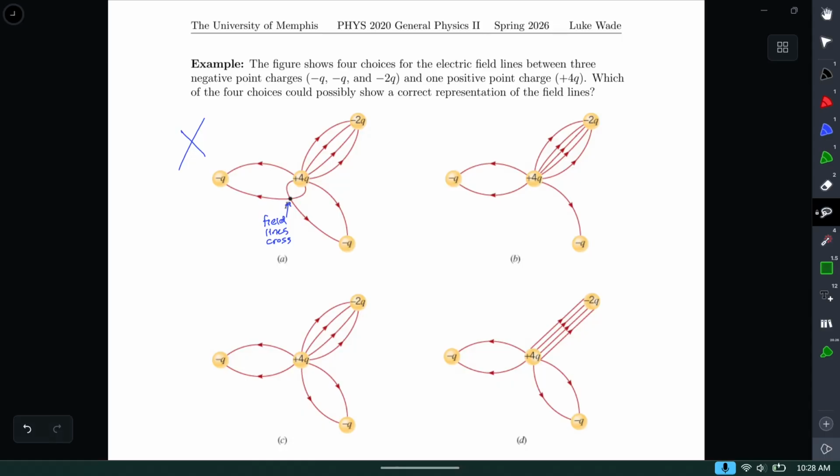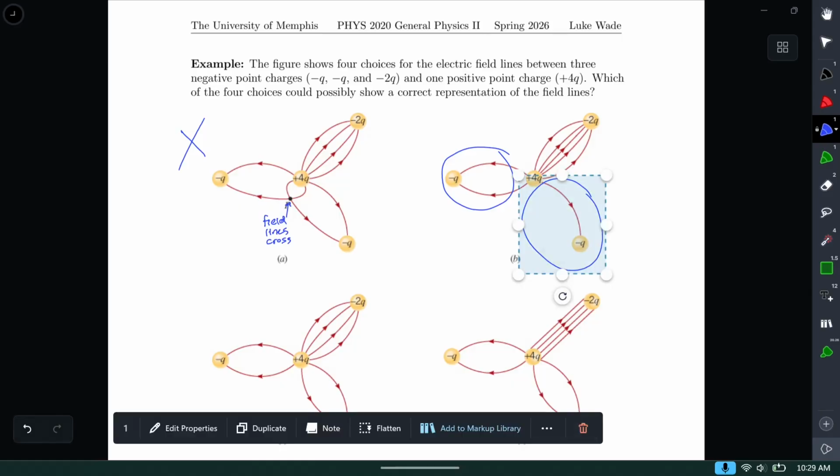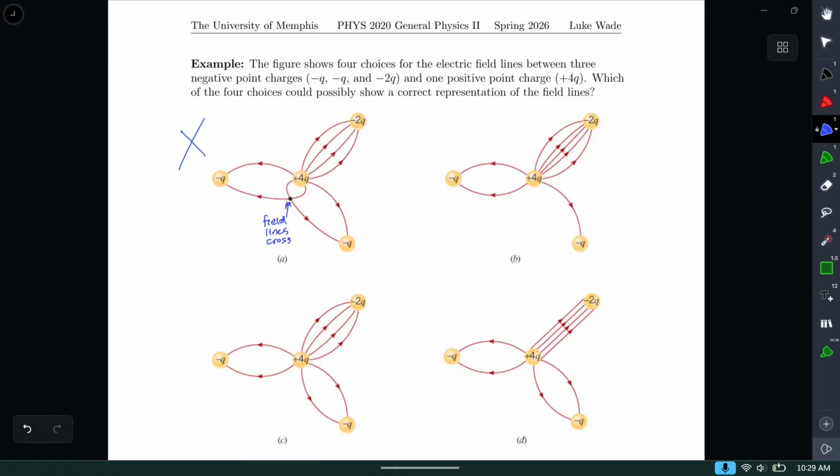Okay, for part B, do you see any problems with that one? One of the negatives only has one side of its field. What's the problem with that? Hmm. You're comparing this versus this, right? And saying they should have the same number of lines. So you're right. I'm not disagreeing with that. I'm just asking, why do we need to make sure that equal amounts of charge get equal amounts of lines?